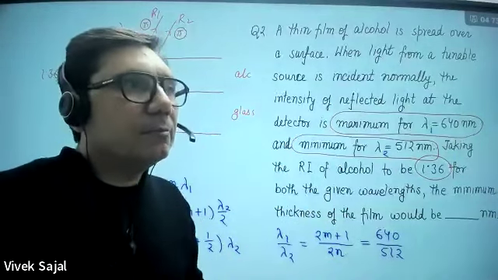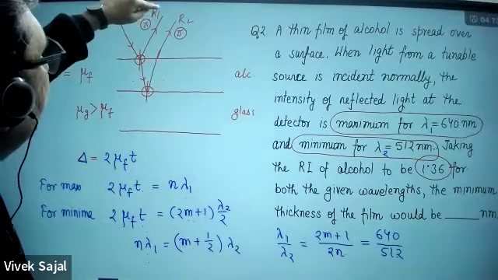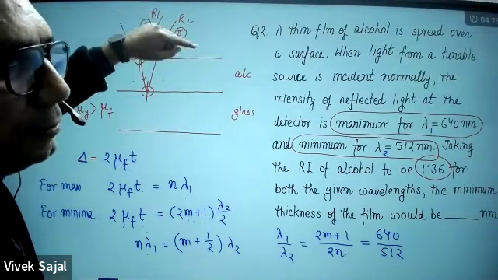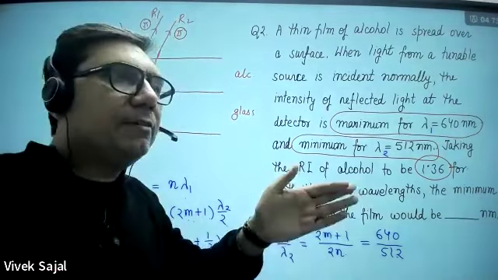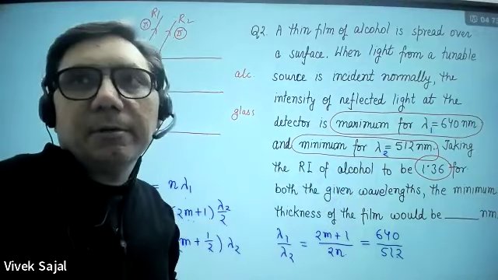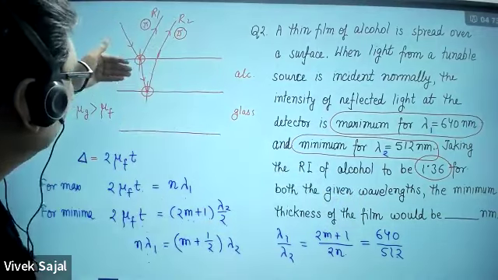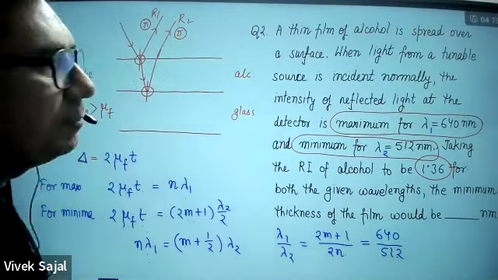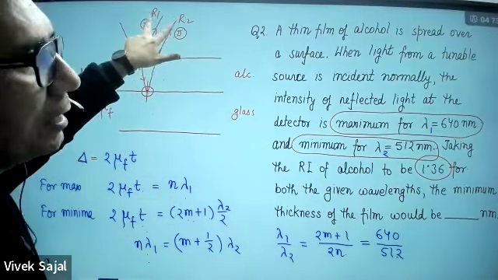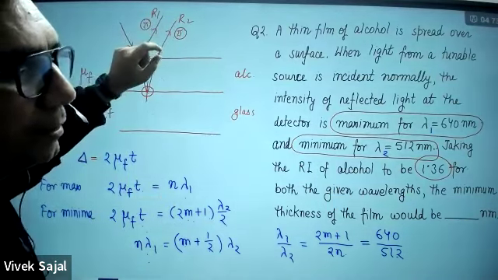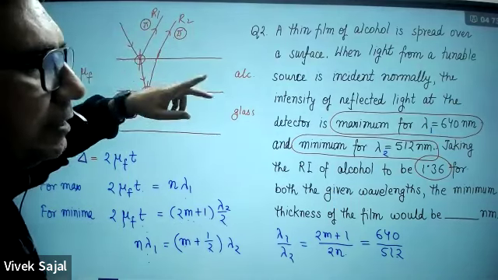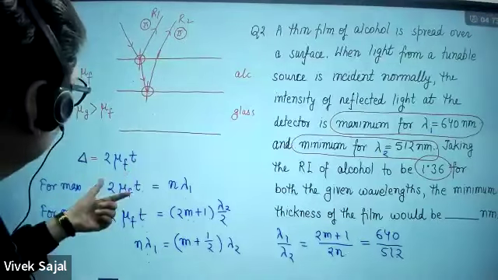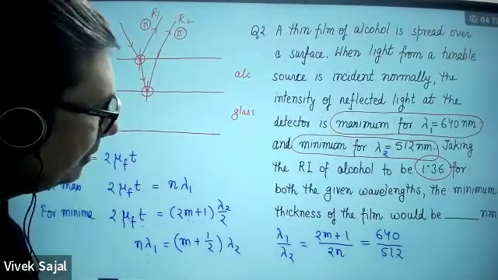Now different cases may be there. If only in R1 extra phase is there, and in R2 this extra phase is 0, then the path difference, as I have derived, will be 2 mu t minus lambda by 2. But in this type of case, where both the reflections are taking place at the denser medium, this extra phase is introduced in both R1 and R2. So they are going to cancel out because you want to find the phase difference or path difference. So this will simply be 2 mu t in this case.